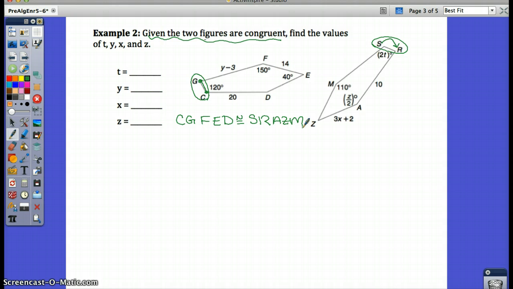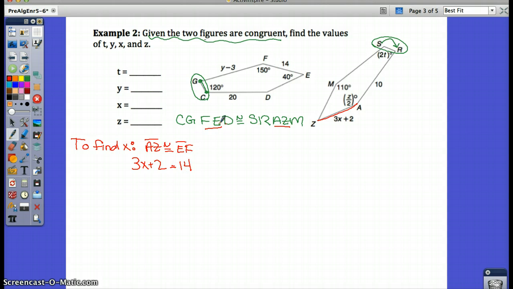Now we can use this congruent statement to help write some equations to solve for some values. So the first variable we might want to solve for, you can start with multiple here, but I'm going to start with the side length because there's only one variable on a side length, so let's just start there. To find x, well, x is along the side of AZ, and AZ would be congruent to what side? Well, AZ would be congruent to FE or EF, so now I can set those equal. 3x plus 2 must equal whatever's on EF. EF over here is 14.